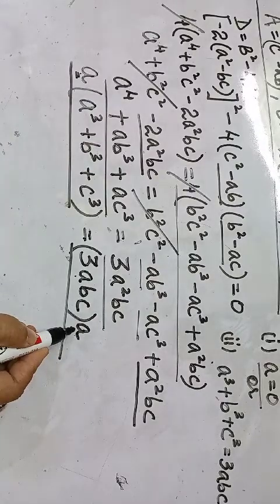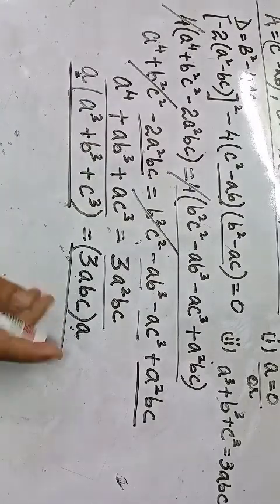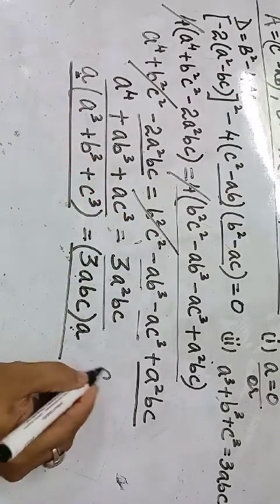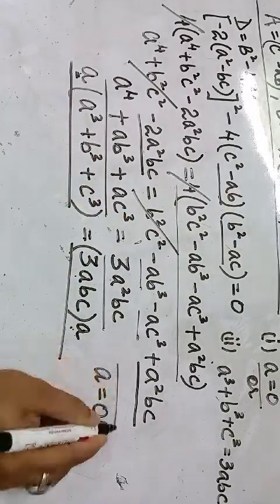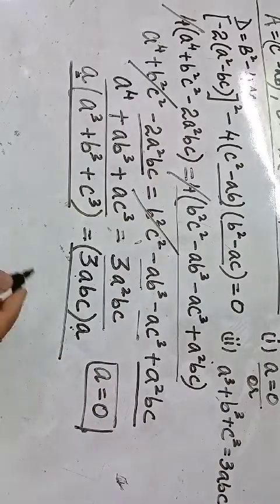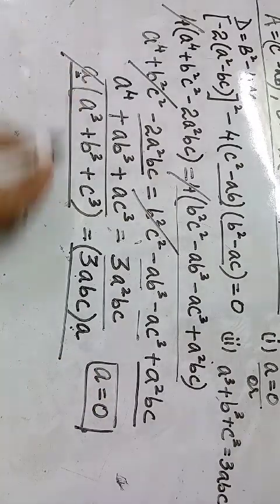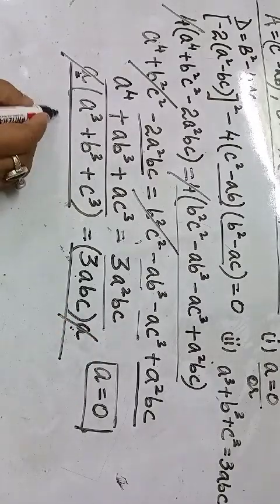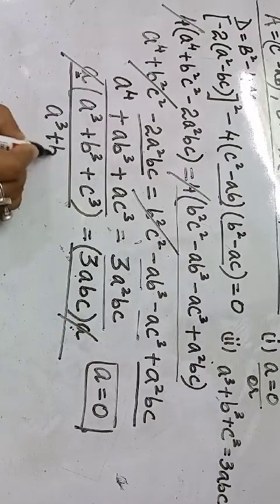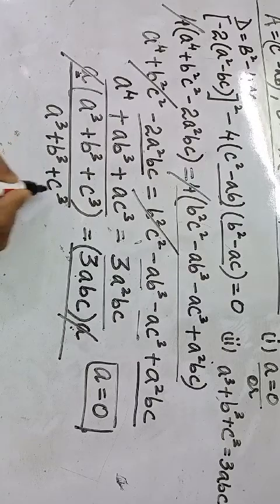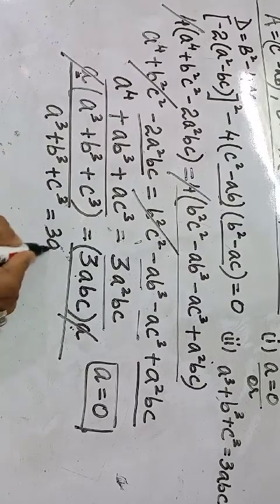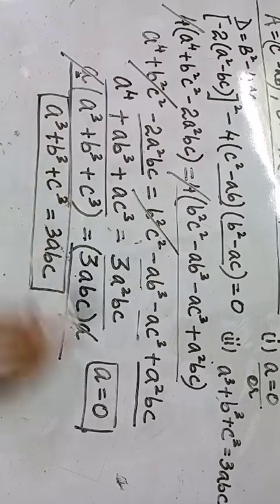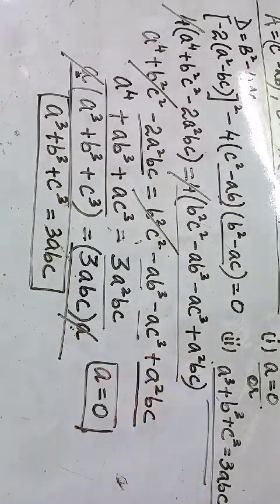Similarly, a is outside here, so when a becomes 0, 0 into the bracket becomes 0. So 0 equal to 0. Proved. So that means first thing is that a is 0. Now what if a is not 0? Suppose you cancel this a. So what are you left with? You are left with a cube plus b cube plus c cube equal to 3abc. So this is the other condition that you had to prove.